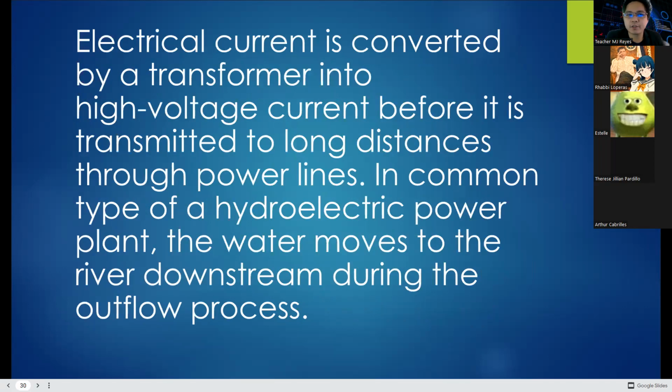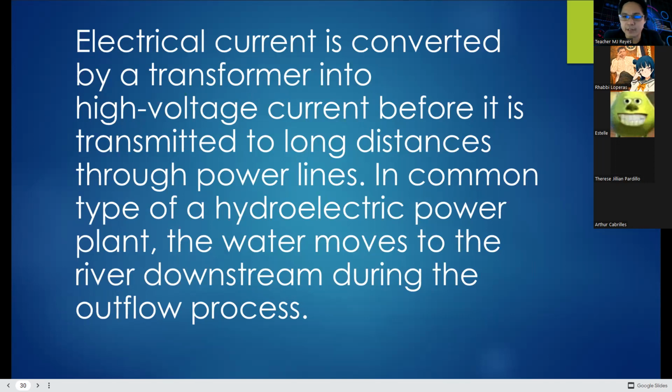The electrical current is converted by a transformer into high voltage current before it is transmitted over a long distance through power lines. Why do we need to convert this current to high voltage? Simply because it will travel along long lines. From these long lines, a transformer located on the posts will lower the voltage to 220 volts. That is the current used in the Philippines, 220 volts.